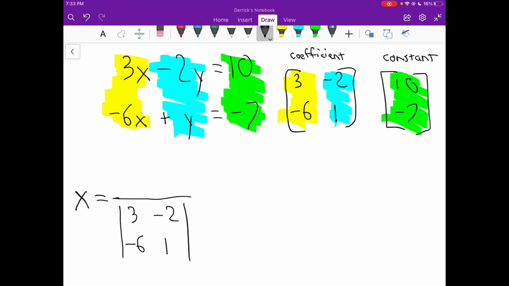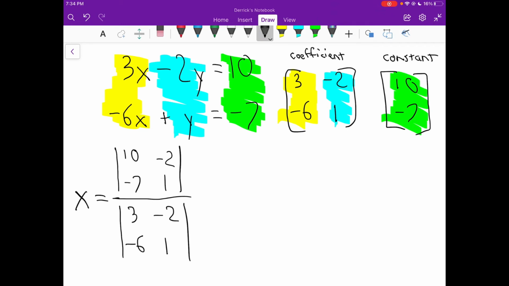For the numerator, this is where we actually are going to adjust something, where we're going to replace one of our columns. Well, if we're solving for x, we want to be replacing the x column. The x column was 3, -6. So instead of 3, -6, we put 10, -7. We just repeat the -2, +1. And then we're going to want to find the determinants of both these matrices.